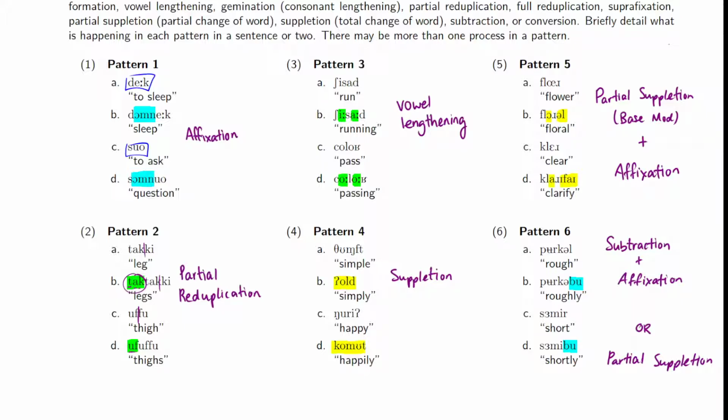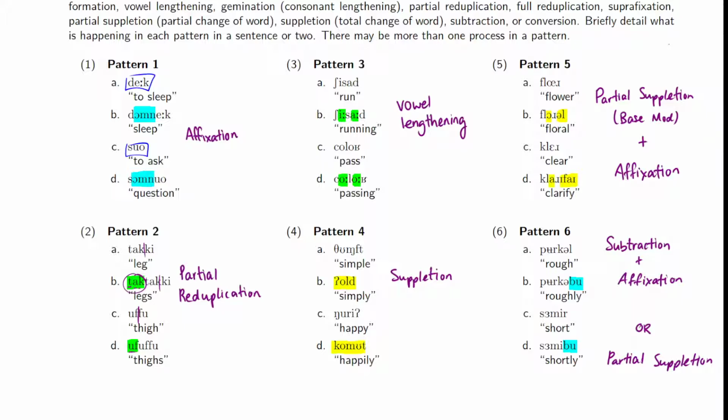In pattern 3, we see that the vowels have become longer in each, from run to running, shisad to shisad, and same with pass to passing. The vowels have been lengthened, so this is vowel lengthening. In pattern 4, the sounds are completely changing, and there's not really a pattern between them, so this is a case of suppletion, just like good and better in English.